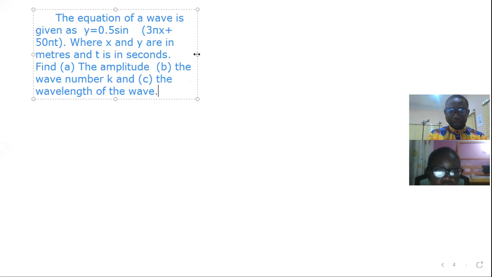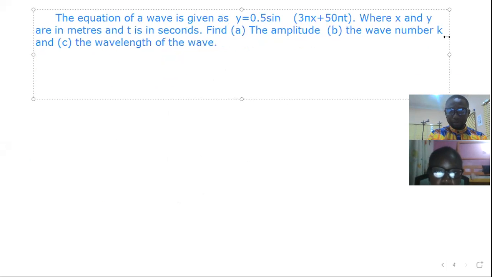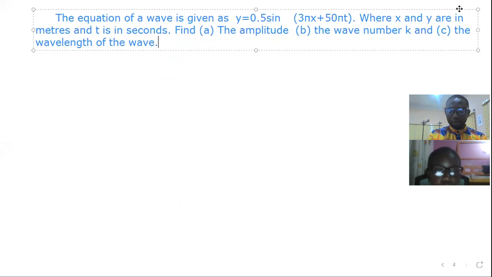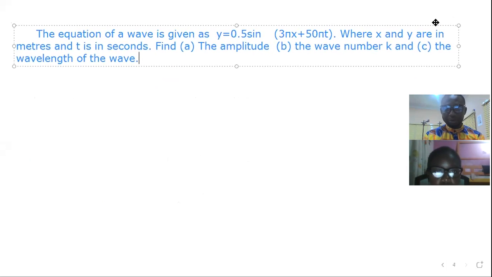Now look at this. Okay. The equation of a wave is given as, please write this, and you solve this also. Equation of a wave is given as y is equal to 0.5 sine 3 pi x plus 50 pi t, where x and y are in meters and t is in seconds. Find the amplitude, the wave number k, and the wavelength of the wave.